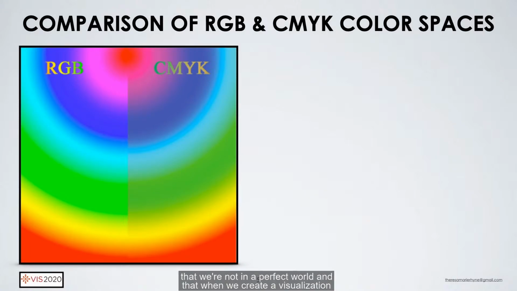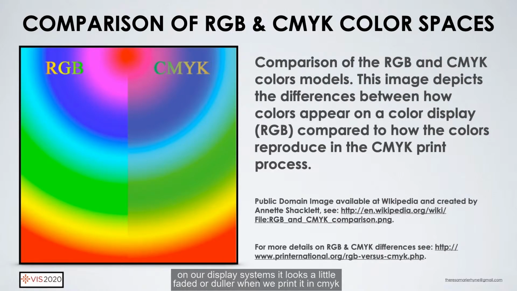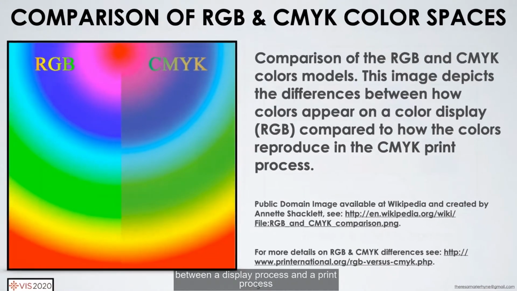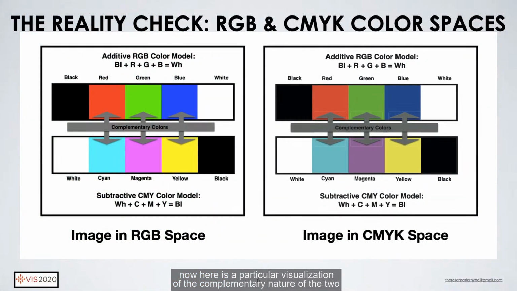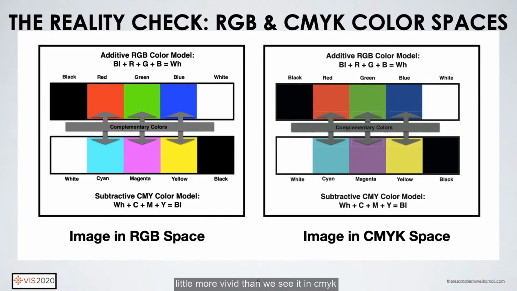Most of us know that we're not in a perfect world, and that when we create a visualization on our display systems, it looks a little faded or duller when we print it in CMYK. So this is a comparison between moving from a display process to a print process. Now here is a particular visualization of the complementary nature of the two color models, and as you'll see, when we see it in RGB space, it's a little more vivid than we see it in CMYK space.